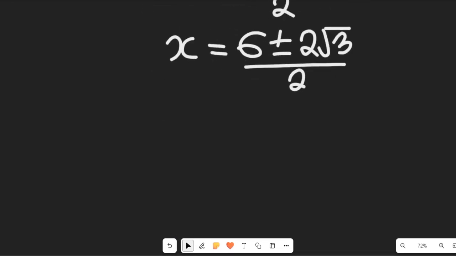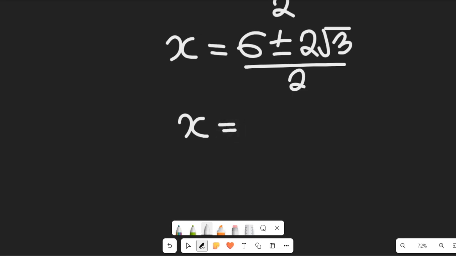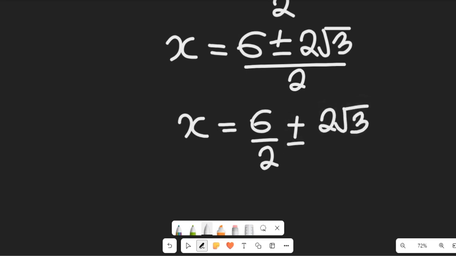So the value of x will be equal to 6 divided by 2 plus or minus 2 root 3 divided by 2.